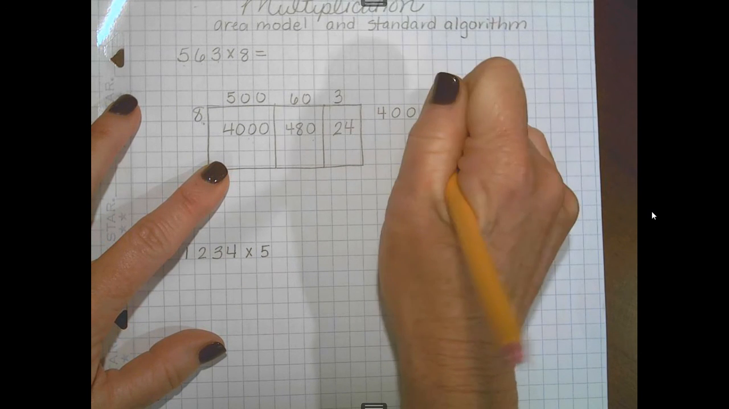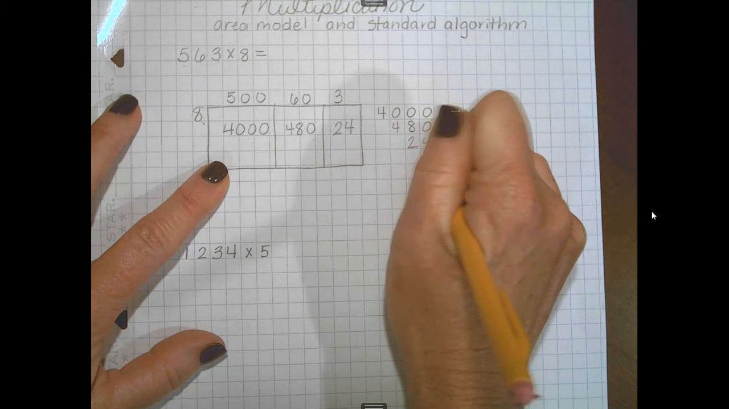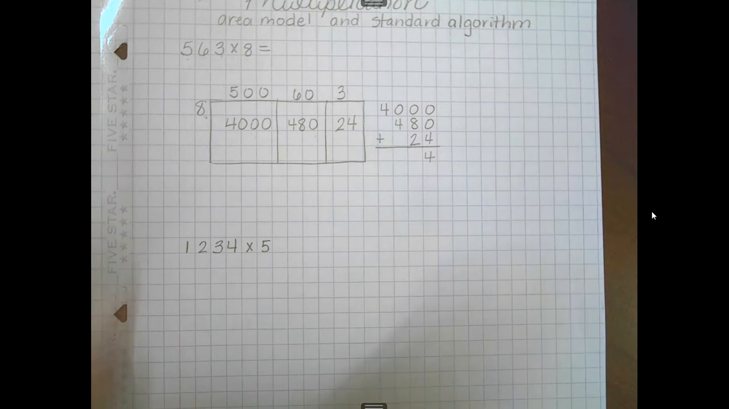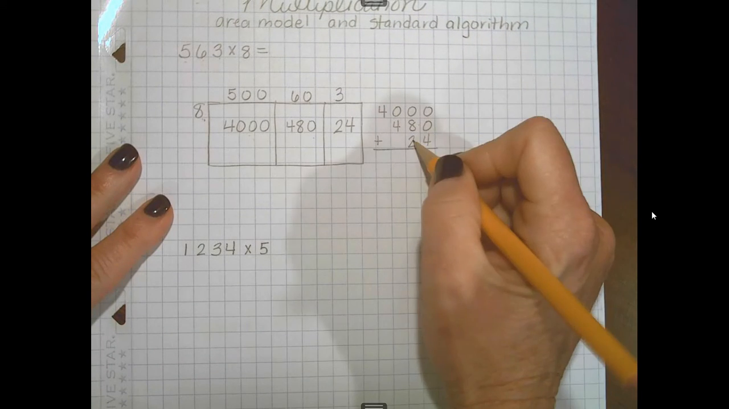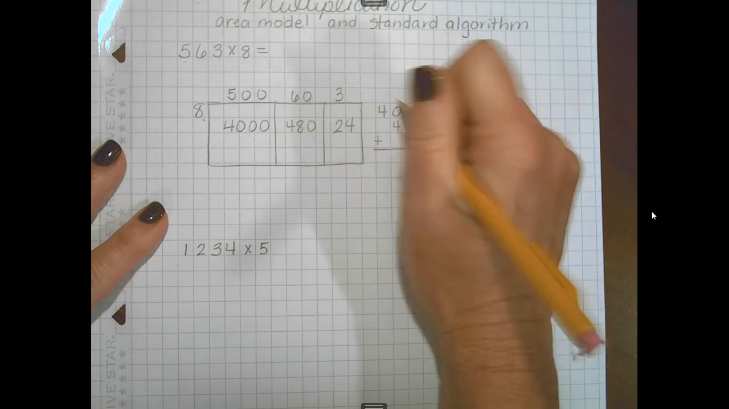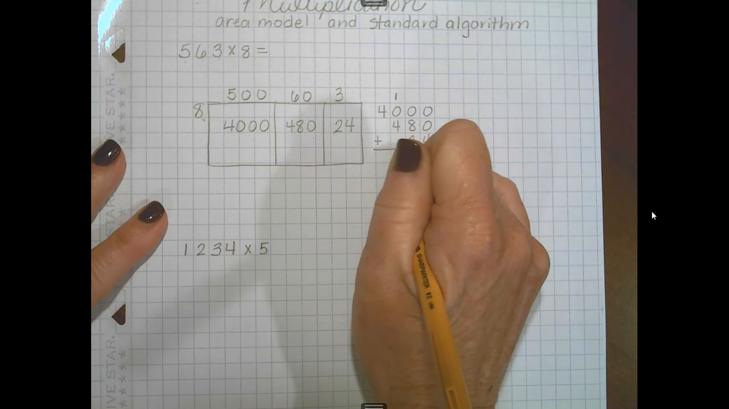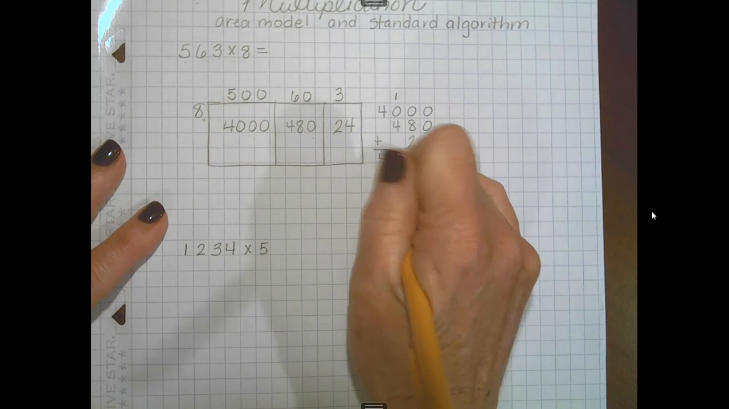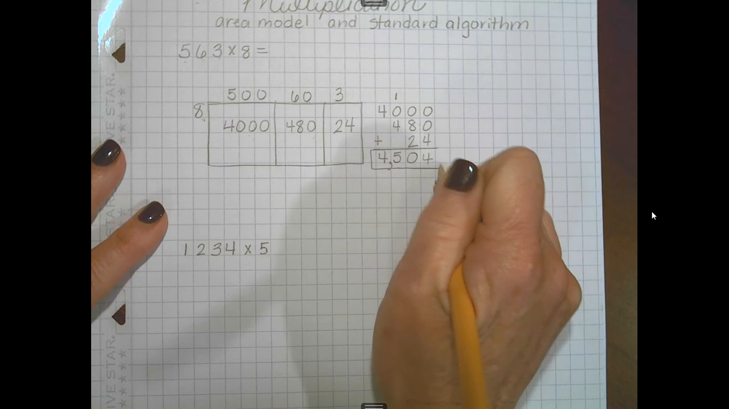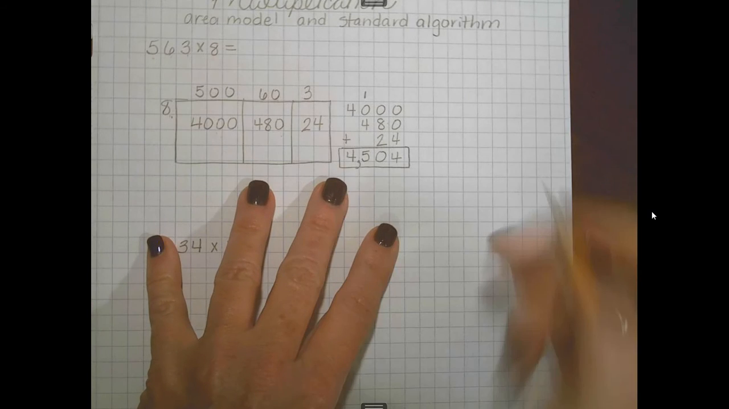So if we add 4,480 and 24, and we carefully add, we get 4 in the ones place. 8 tens and 2 tens give us 10 tens, so we're going to regroup. That would become 1 hundred. 1 plus 4 is 5 hundreds, and then we have this 4,000. So we get a product of 4,504.